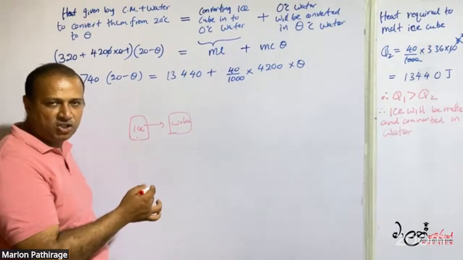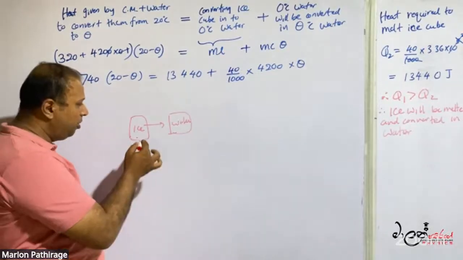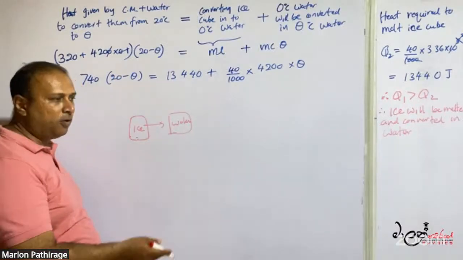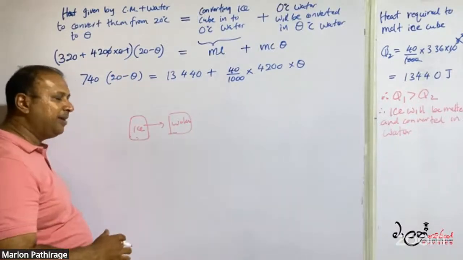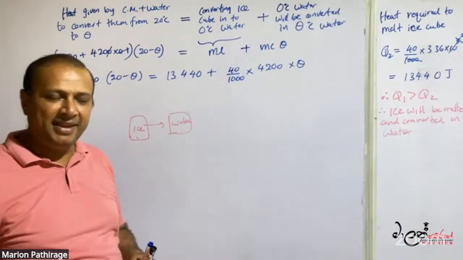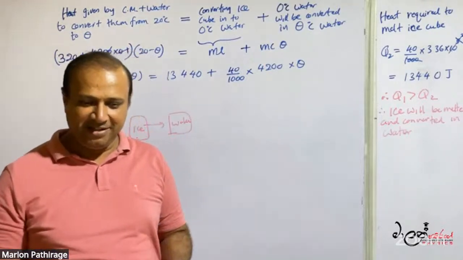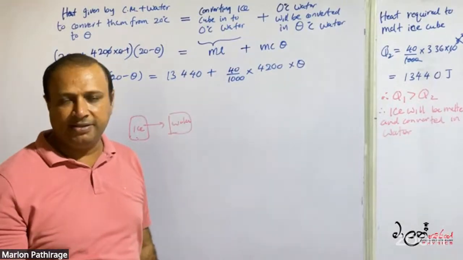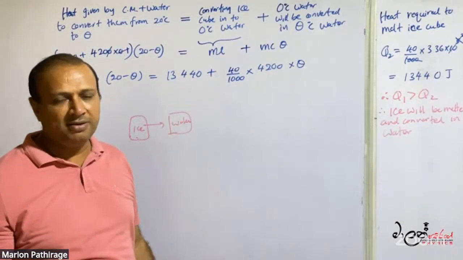Mass is a constant. Therefore, when converting ice into water or water into ice, definitely mass is a constant. Density and volume can be changed, but mass is a constant because the amount of particles is constant.